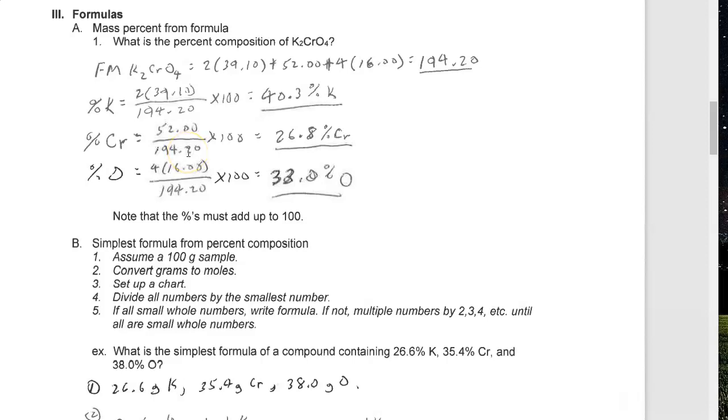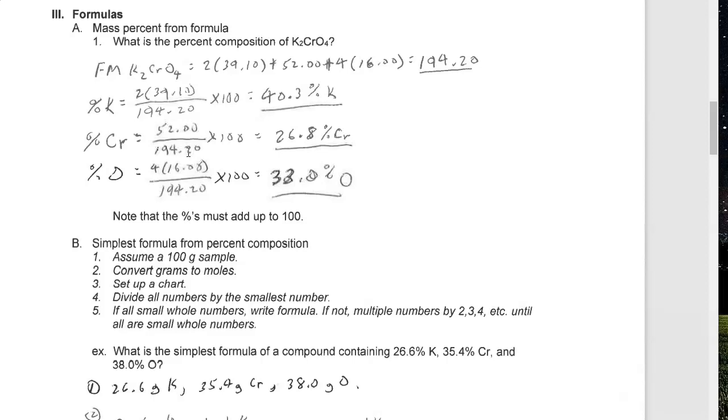All right, so if you were asked what is the percent potassium in this compound, how would you do that? Well, I know the whole thing weighs 194.20. So how much of that is potassium? Well, 78.20, or 2 times 39.1, basically 2 potassiums, right? So I take whatever the mass of the potassium is, I put that over the whole thing. I don't put it over what's left. It's what you're interested in over what the entire thing weighs, multiply by 100, because that's how I get to a percent, and I get 40.3% potassium.